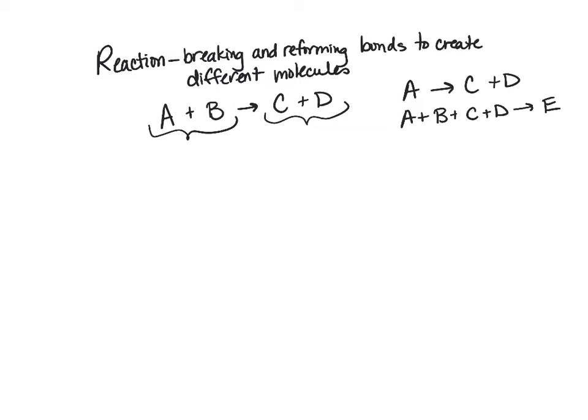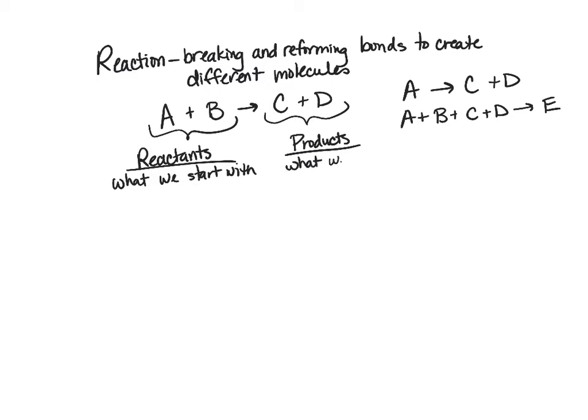So this is a reaction, though. The things on the left side are called reactants. And our reactants are those that we start with, so just what we start with. And again, sometimes there's only one reactant, or sometimes there are lots of reactants. On the other side here, we have what are called products. And these are what we end up with. And again, in this case, it could be one single product. It doesn't have to be C plus D, whatever C and D are, but it can be one single product.